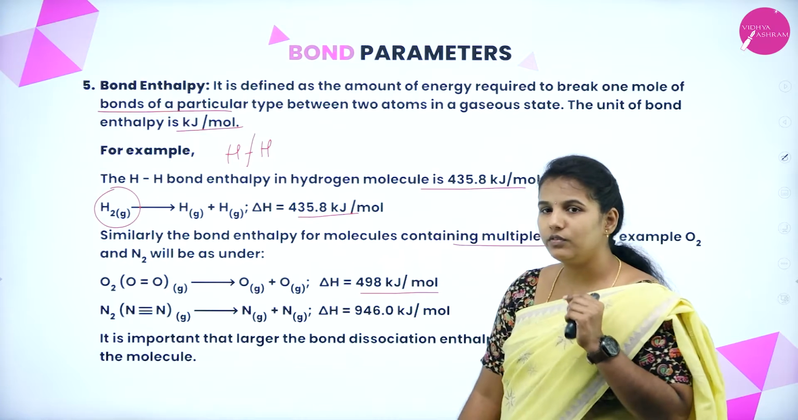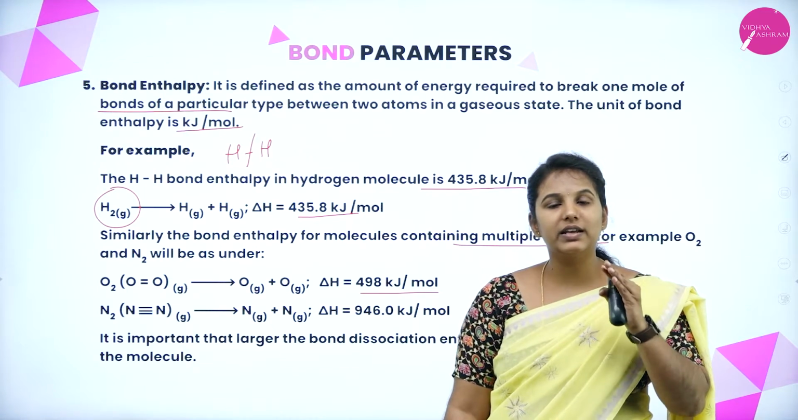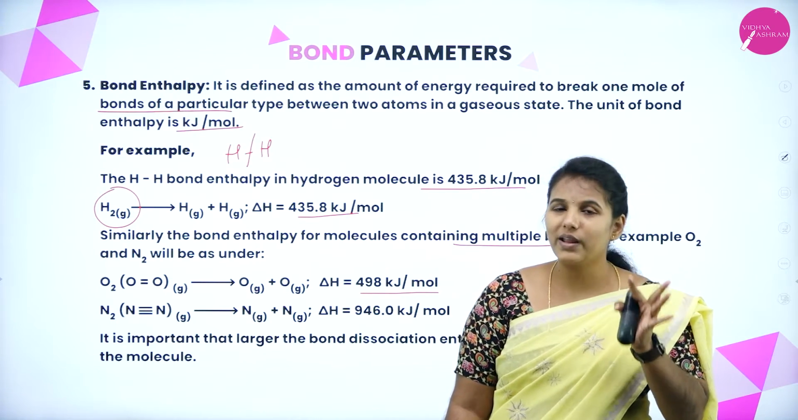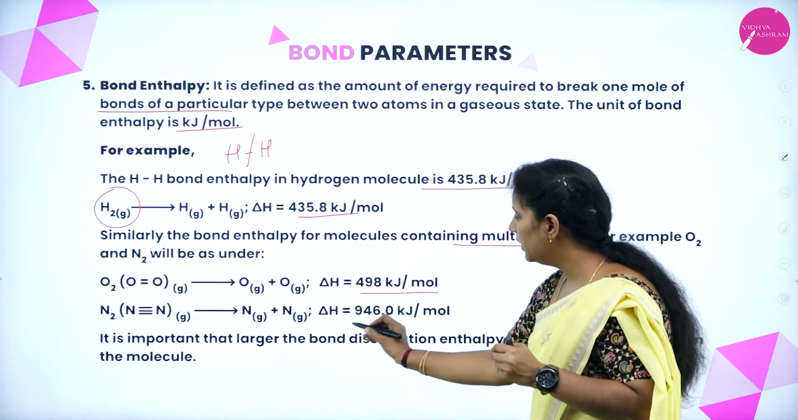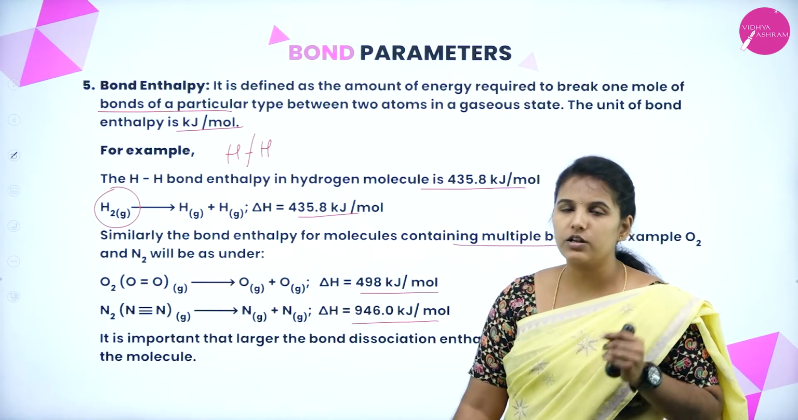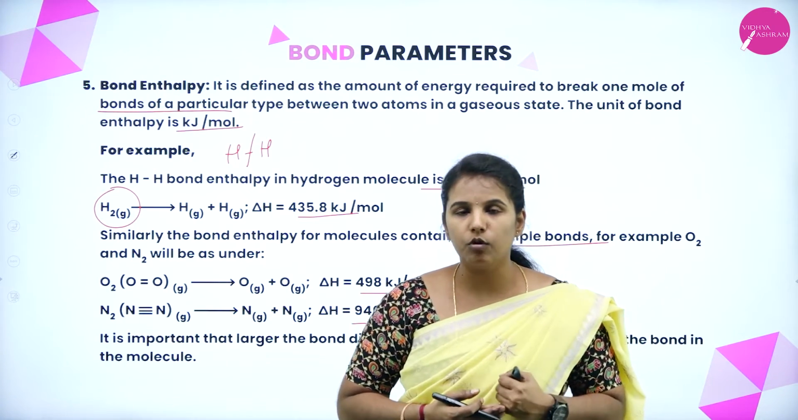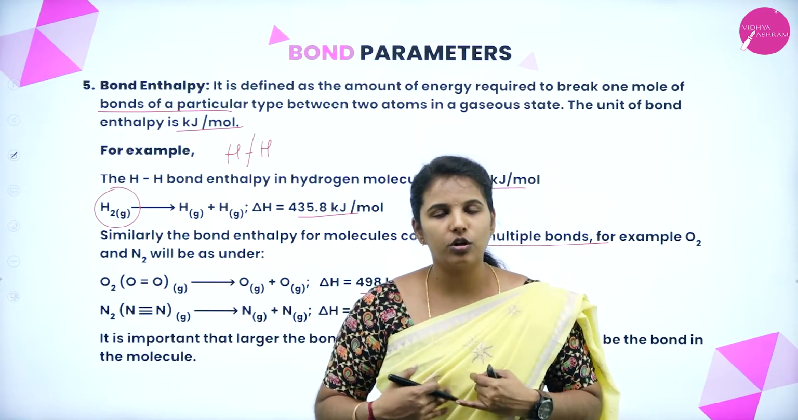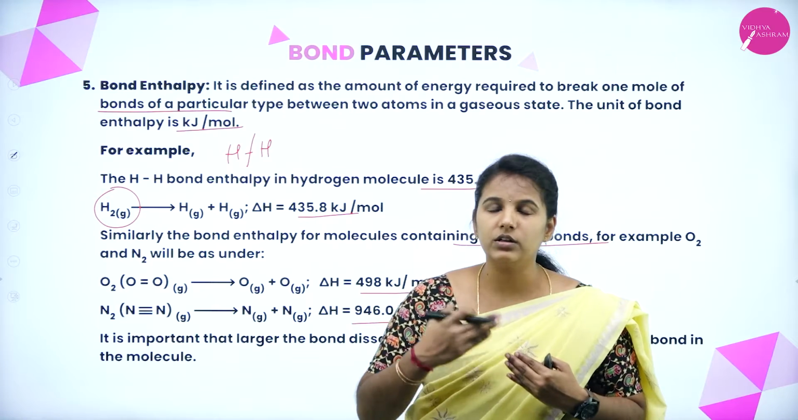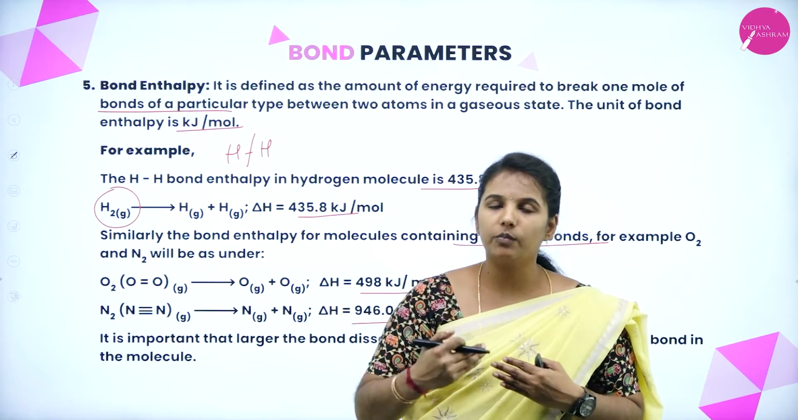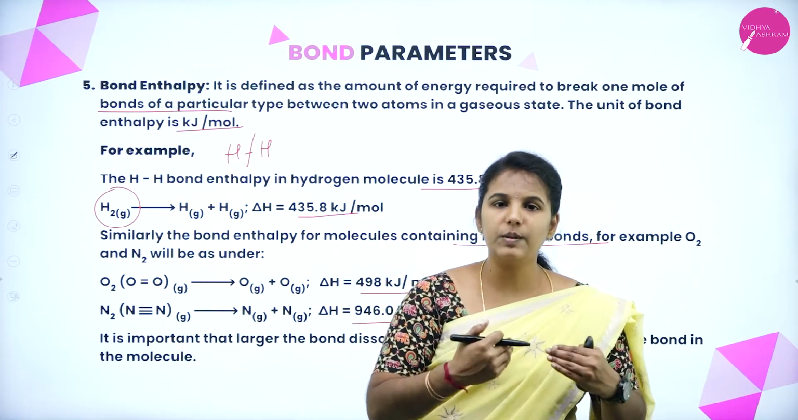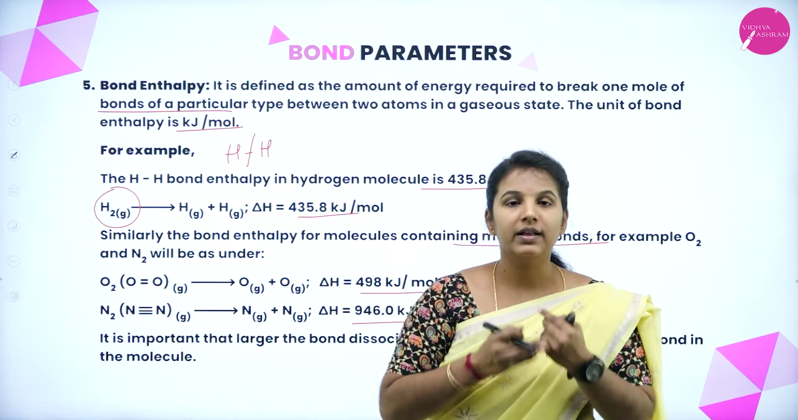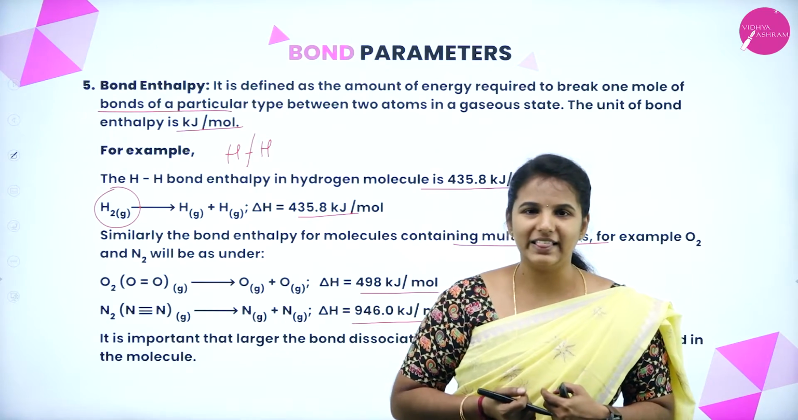Similarly, in the case of the nitrogen molecule, we know that there is a triple bond. In order to break the triple bond, we require 946.0 kilojoules per mole. Whether it is a single bond, a double bond, or a triple bond, the amount of energy required increases from the single bond to the double bond, and later to the triple bond. That is known as bond enthalpy.